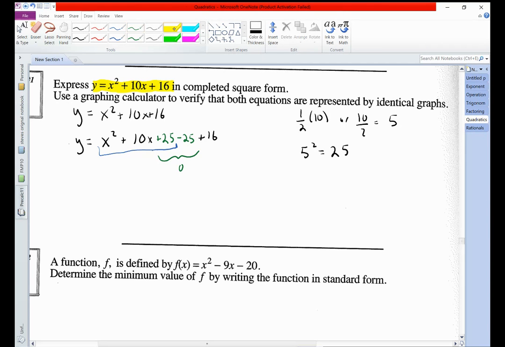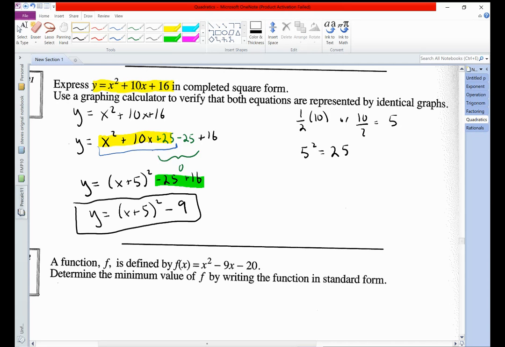And so now what you can do is turn this trinomial into a perfect square binomial, which is going to be x plus 5 squared, and then you're left with minus 25 plus 16, and you can simplify that bit right here. And you can say y is equal to x plus 5 squared, negative 25 plus 16 is negative 9. And once you've done that, you've got your equation in standard form.